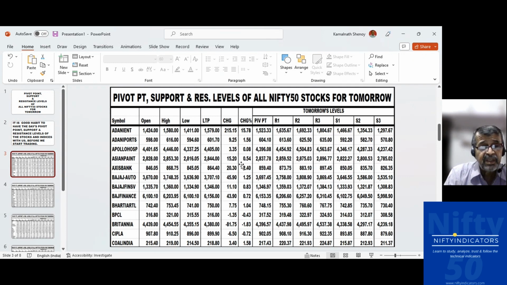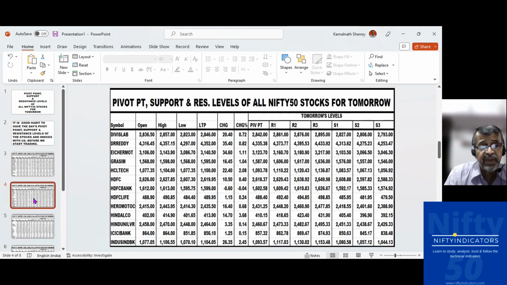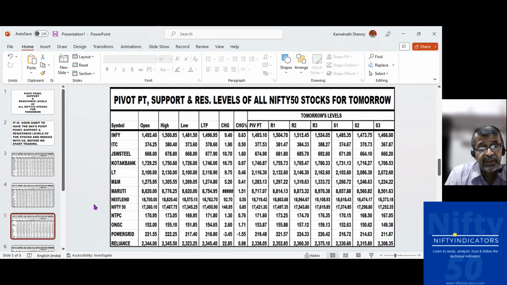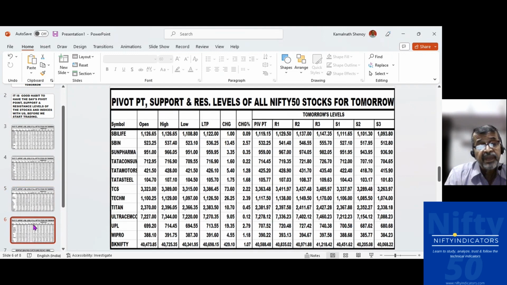This is the first page from Adani Enterprises to Coal India. This is the second page, Divi's Lab to IndusInd Bank. This is the third page, Infosys to Reliance. This is the fourth and last page of the levels, SBI Life Insurance to Bank Nifty to Wipro. Of course, it is including Nifty and Bank Nifty. It is presented in alphabetical order, so it is easy to look for any stock.